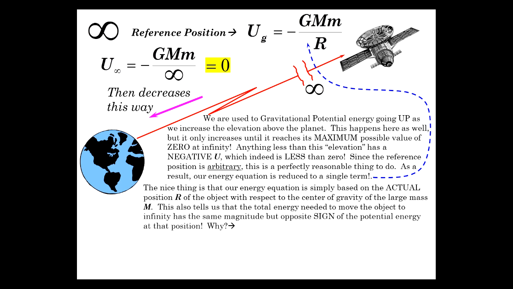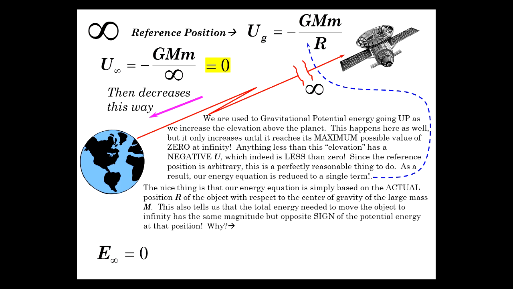So this is nice because the actual energy is based on its position with respect to the center of gravity of the large mass that we're talking about. So anywhere along here, that's the potential energy, just the position. And the other thing it tells us, since this is negative at some r, is that if we want the whole amount of energy to be 0, we have to add a number equal to this number in the positive sense to make it 0. Okay, so let's see what that all means.